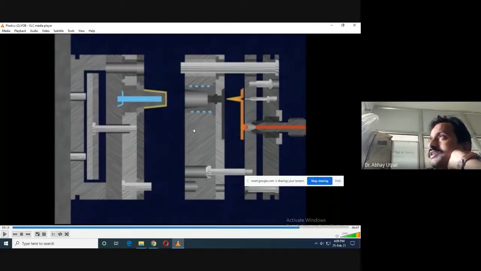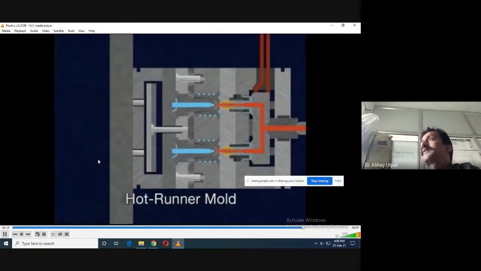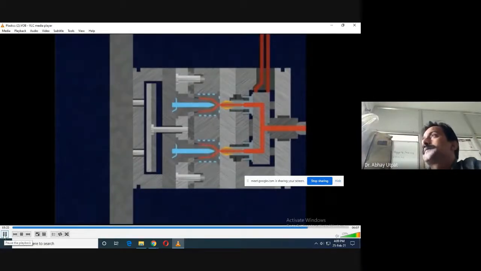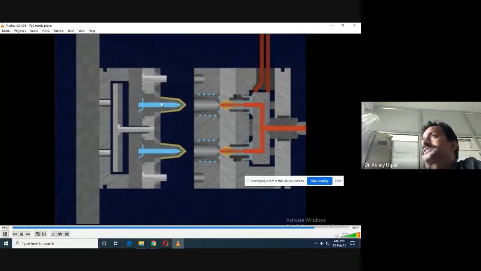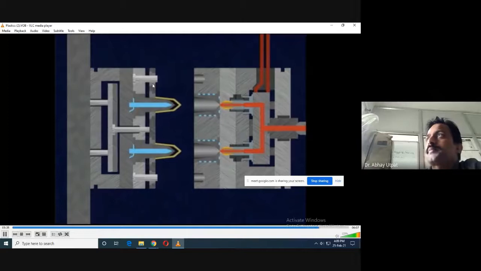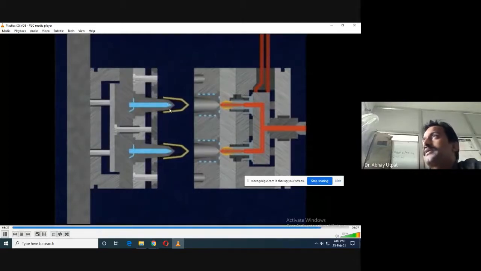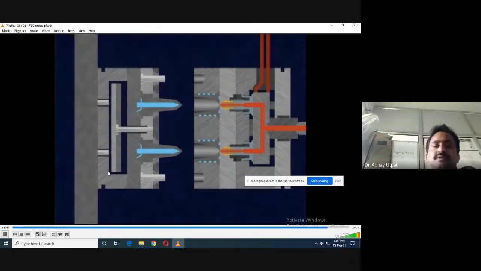This is runner system. Ejection. At a time, two are filled. This is ejection system. There may not be only ejector pins. There are stripper plates. So this is stripper plate arrangement. Product will fall down, and these are all runners, gates.